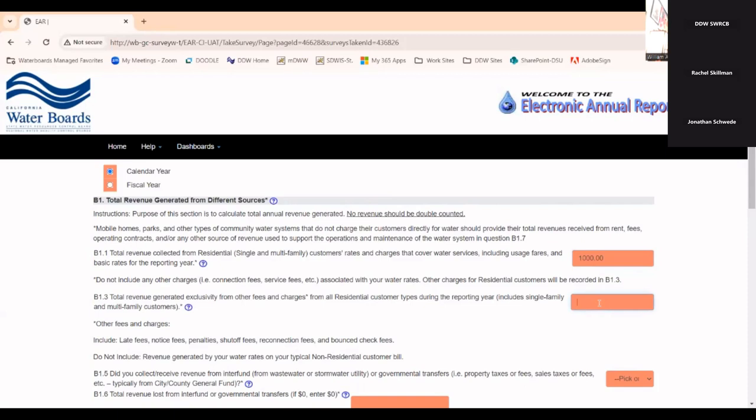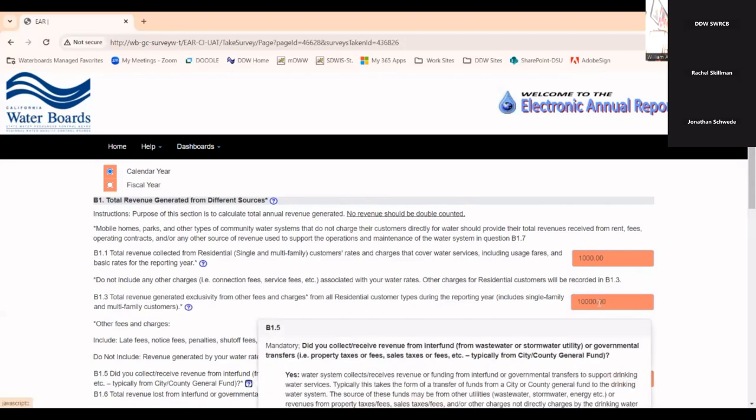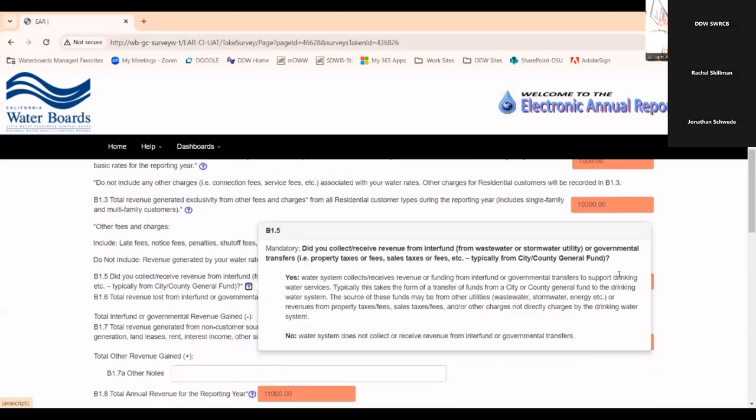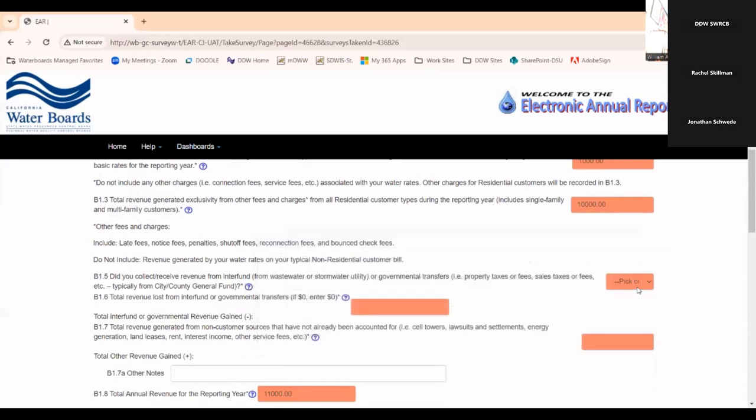For B1.3, this is where you incorporate those other fees and charges related to your water rates. So instead of just straight water rates revenue, now you can incorporate other utility charges that you give to your customers. We do have examples below, such as late fees, notice fees, penalties, and shutoff fees that are incorporated into those water rate charges.